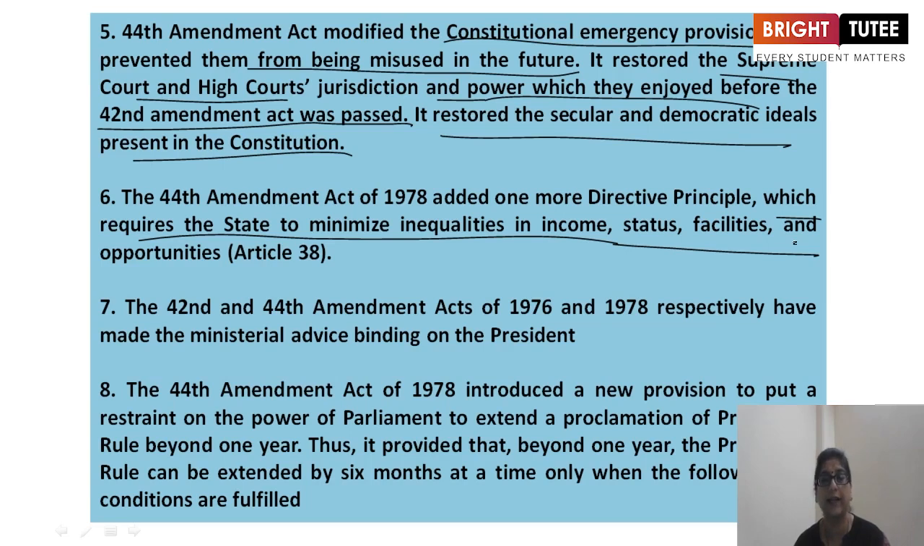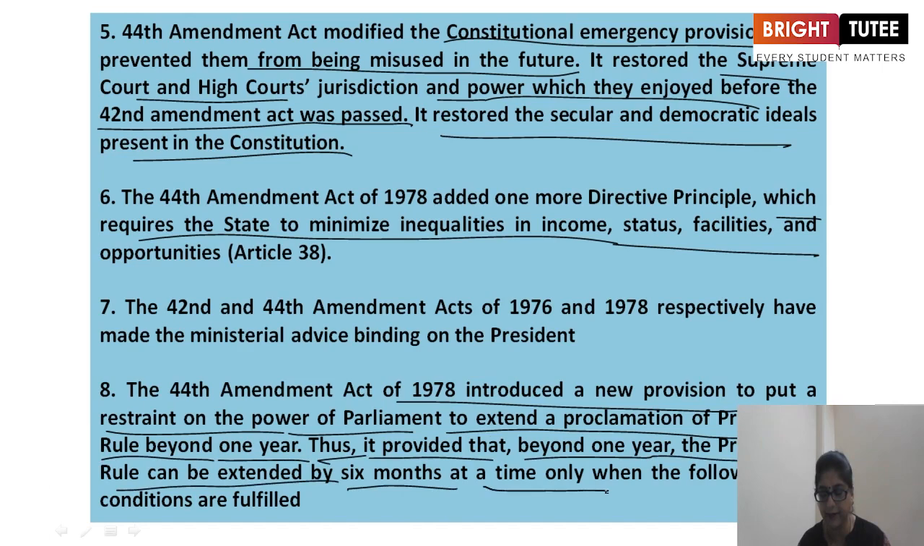And the 42nd and 44th Amendment Acts of 1976 and 78 respectively have made the ministerial advice binding on the president. And the 44th Amendment Act of 1978 introduced a new provision to put a restraint on the power of Parliament to extend a proclamation of President's rule beyond 1 year. Thus, it provided that beyond 1 year, the President's rule can be extended by 6 months at a time only when the following conditions are fulfilled.